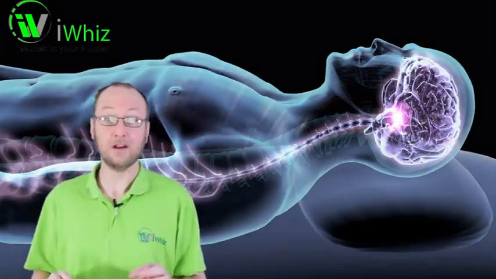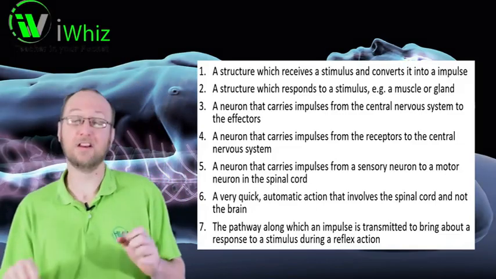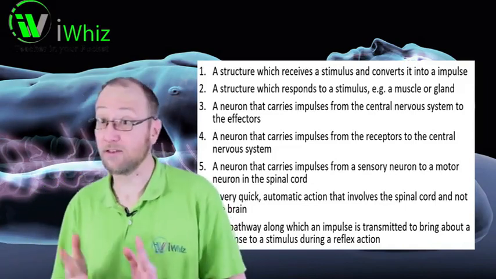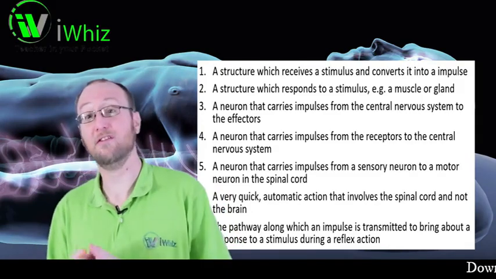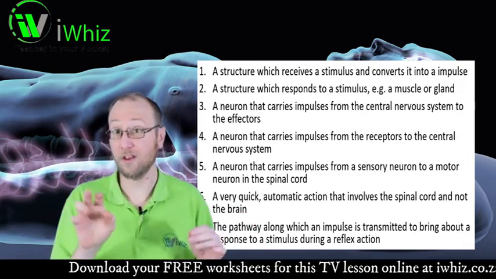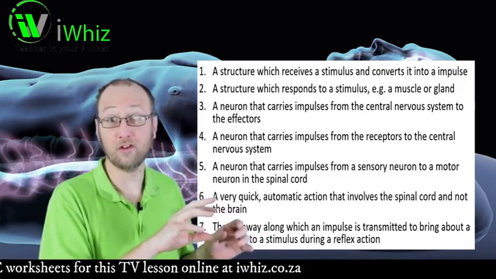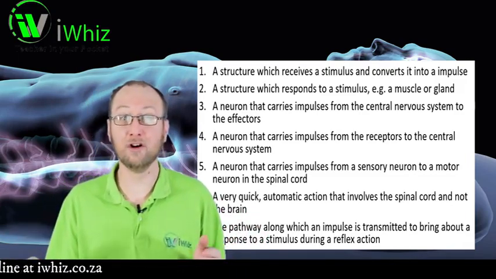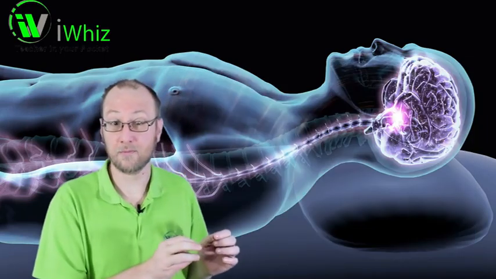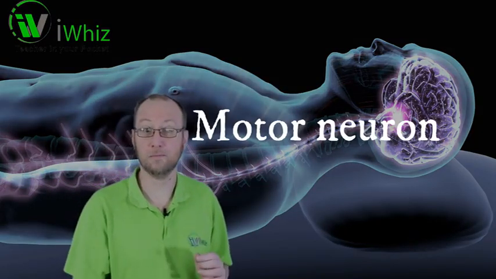Okay. Number 3, a neuron that carries impulses from the central nervous system, our brain and spine, to the effectors. Now remember we spoke about 3 different types of neurons. So which one is this? Is this a sensory neuron, connector neuron or motor neuron? Hopefully you guys said a motor neuron.